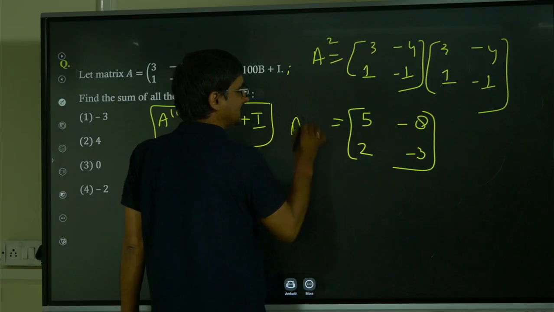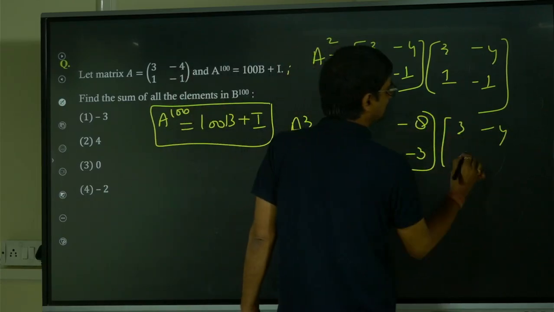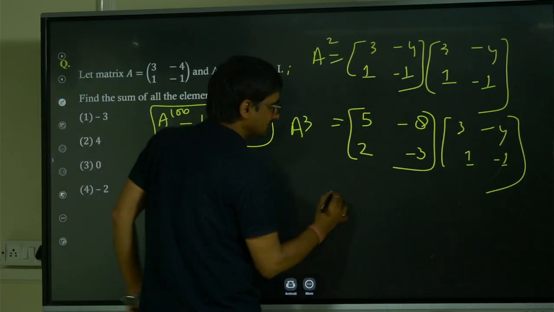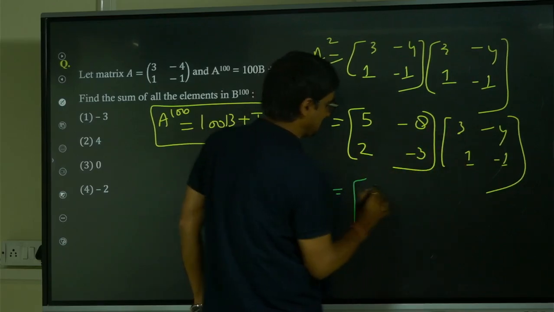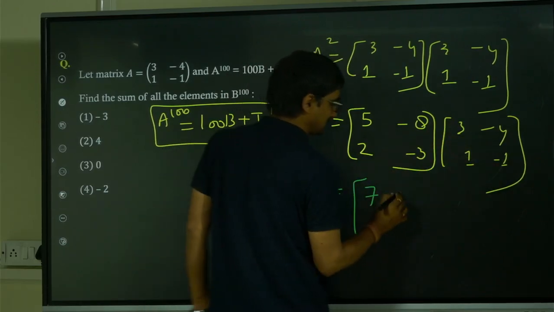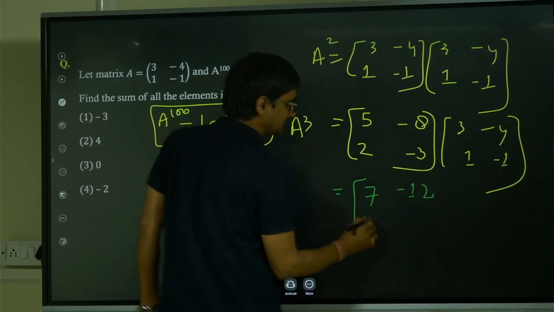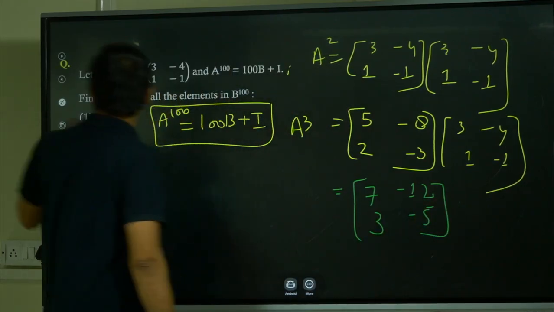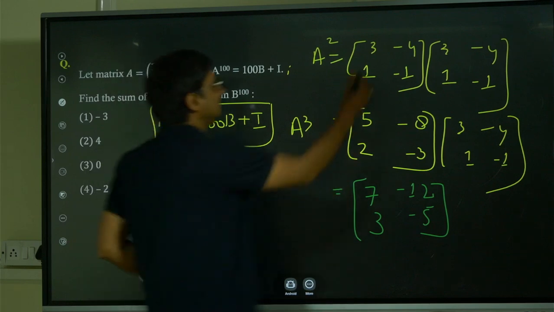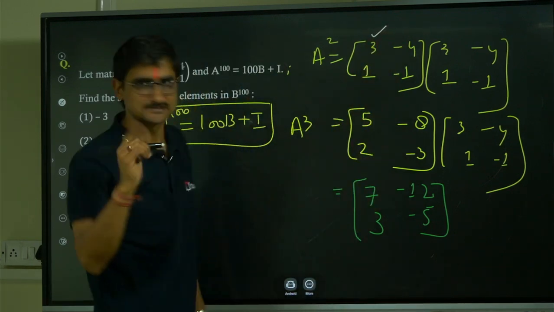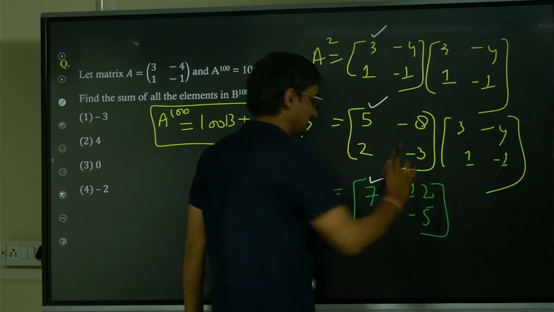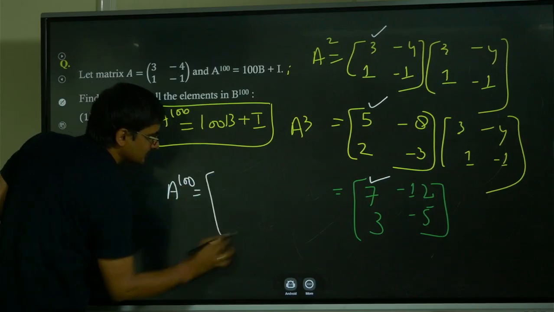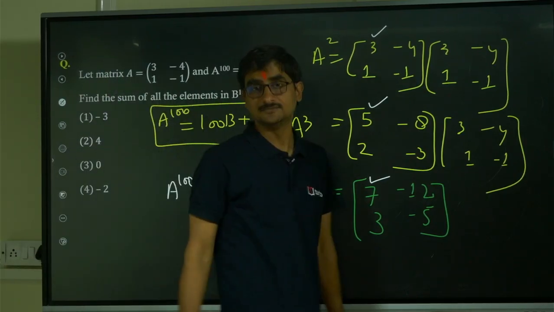Okay, then if I get A cube, 3, minus 4, 1, minus 1. So what are we going to get? A cube will be 15 minus 8 is 7, minus 20 plus 8 is minus 12, 6 minus 3 is 3, and minus 8 plus 3 is minus 5. I think we got the pattern. And what seems to be the pattern here? The first element, a11, is 3, then for the square it is 5, then this is 7, so that's your AP, bachon. That's our AP.